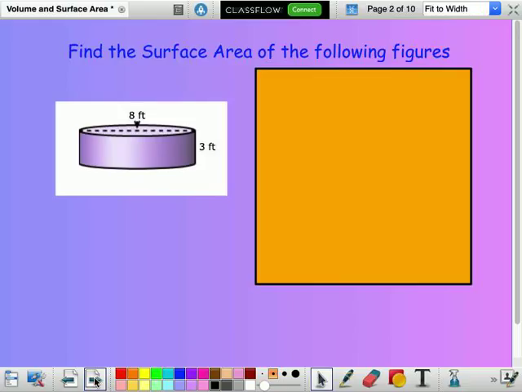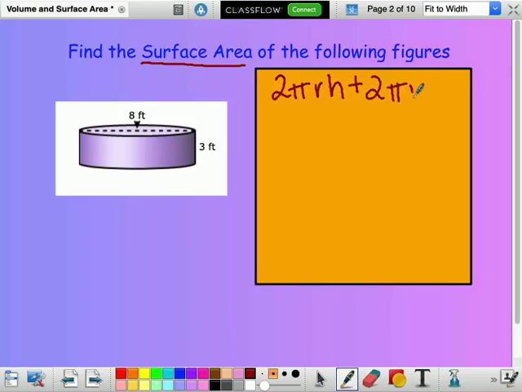All right, this is our first problem. It says find the surface area of the following figures. So I have a cylinder here, and if I'm trying to find the surface area, the formula for the surface area of a cylinder is 2 pi r h plus 2 pi r squared. You need to have that formula in a safe spot so that you can use it.